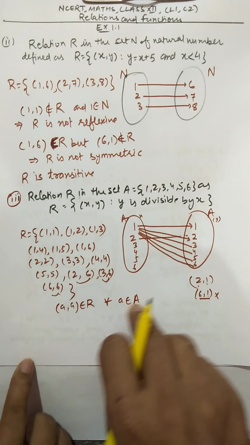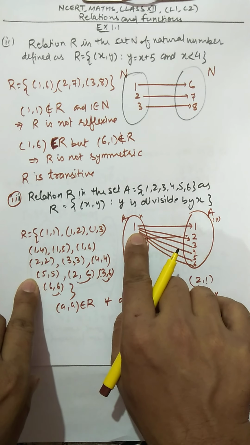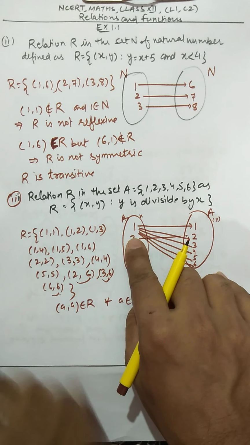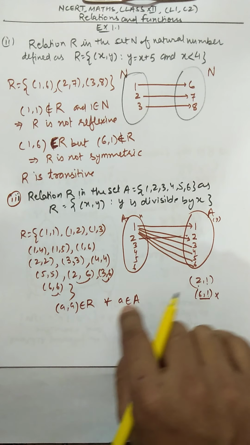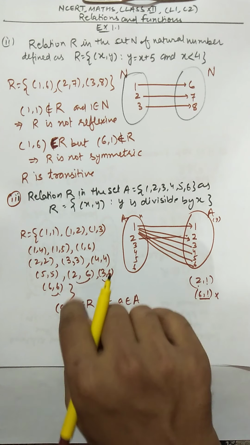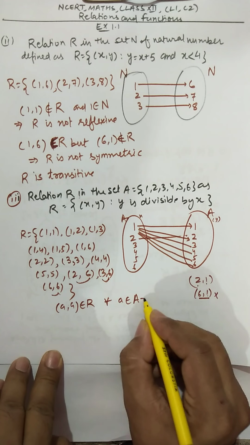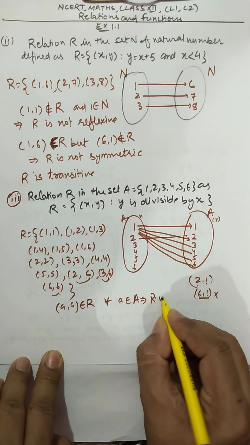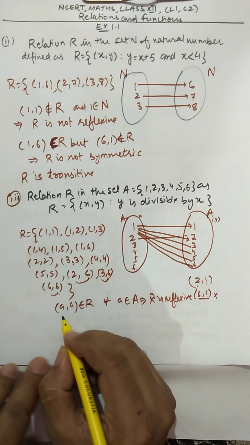So simply you write the statement. Or if you do not want to write the statement, then you show (1, 1) belongs to R, (2, 2), (3, 3), (4, 4), (5, 5), (6, 6). So you have to write all the examples. But if you have written the roster form, then it's sufficient to write this. So it means R is reflexive.